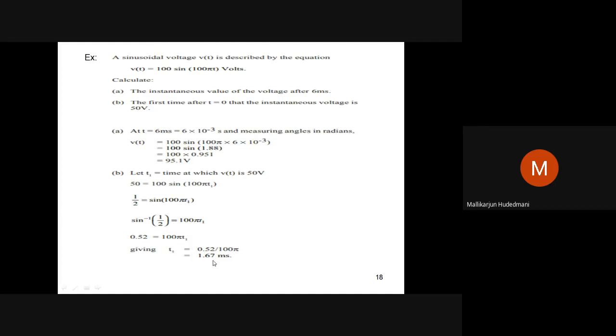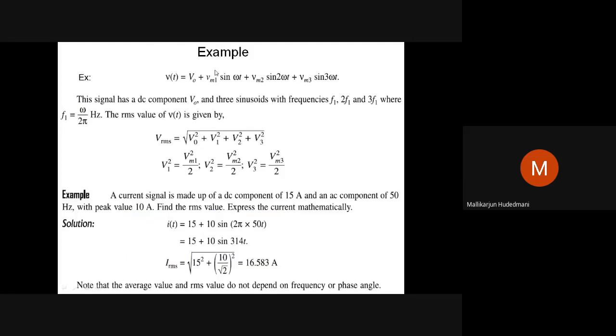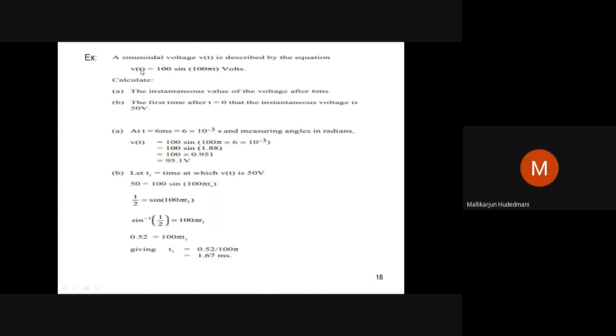It is 1.67 millisecond. If you are in doubt, what you can do? Put this 1.67 millisecond in the position of t and solve the equation. I'll get the value as 49.9899 or so, which is rounded off to 50. That's what we have to do. Very simple problem. These are a collection of different problems from different available resources. This is about a single equation.